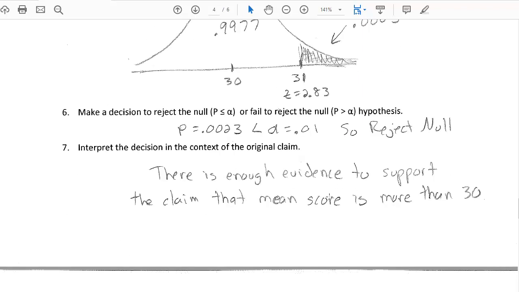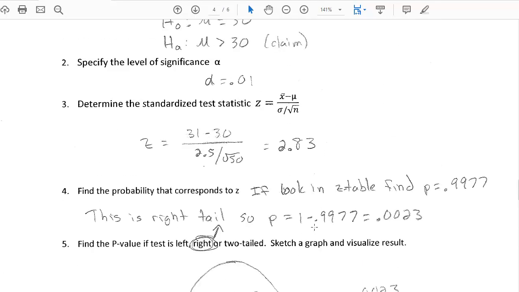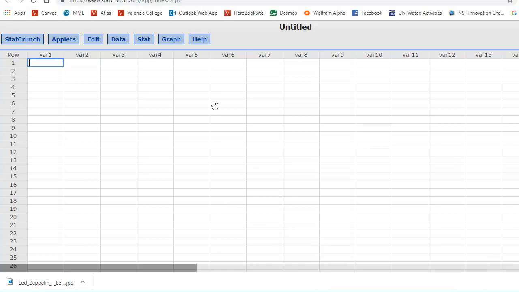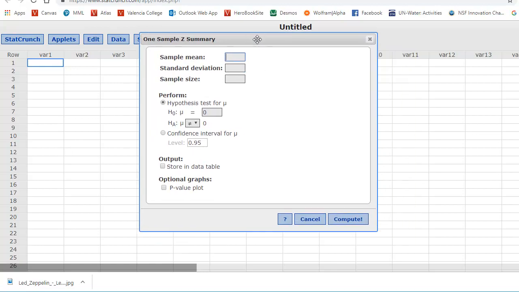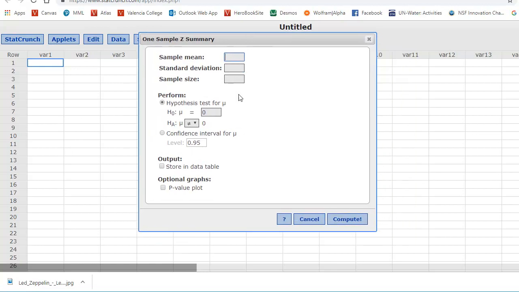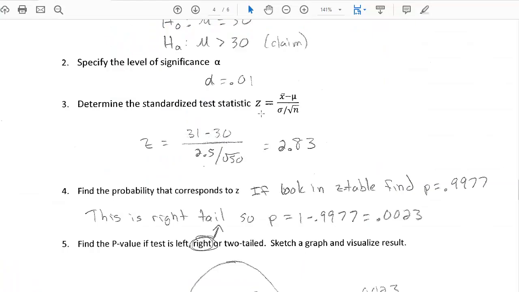Now, how would I approach this in StatCrunch? I've opened StatCrunch here. I would hit Stat, go down to Z-stat, choose one sample, and then the summary statistics option. It's going to ask for a couple of pieces of information it's using to calculate the standardized test statistic.